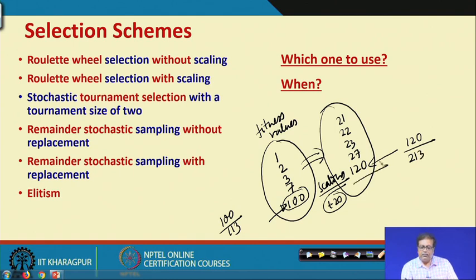If you add them up, you get 213. You see, 100 by 113 is very near to 1, whereas 120 by 213 is not so near to 1. So, what has happened? The chance of this one getting selected has reduced with scaling. In other words, the population diversity has gone up.